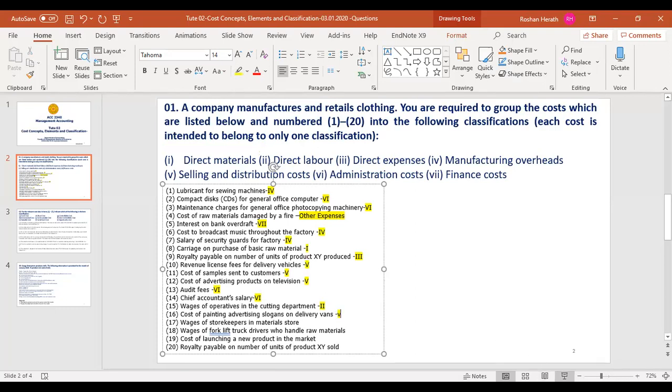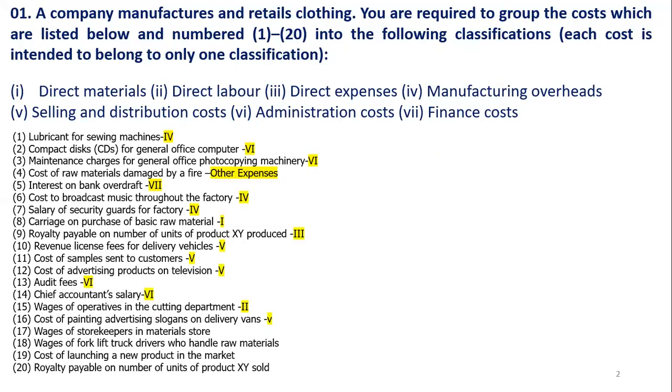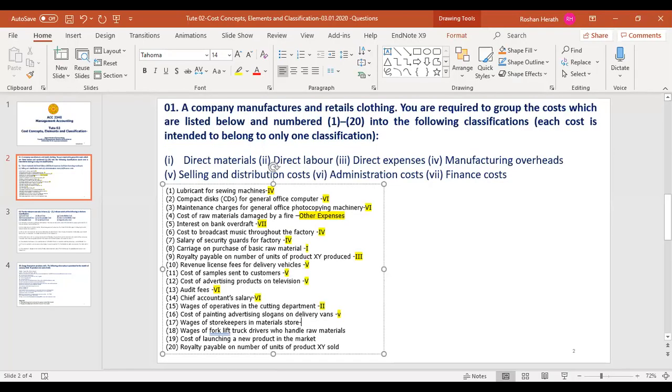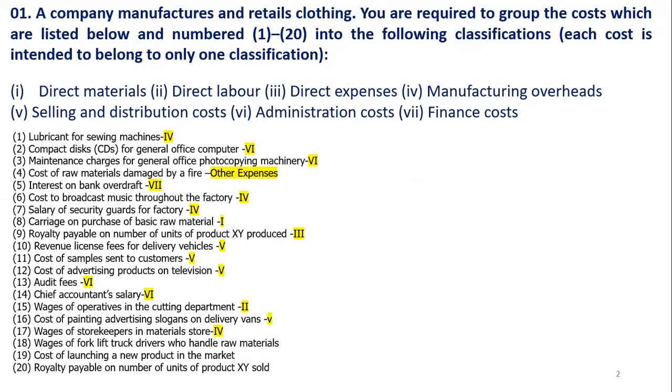So moving on to the 17th. What about the wages of the storekeeper in the material store? So you're going to pay a salary to the storekeepers in the material store. So what about that? Yes, very correct. It's something to do with manufacturing, but there's no direct relationship with the cost object. Hence, it's a manufacturing overhead. Unlike the service of the cutting department, packing department, and the sewing department, here it is more of a general function, but it has a bearing on manufacturing. Hence, we can consider it as a manufacturing overhead. It's item 4.